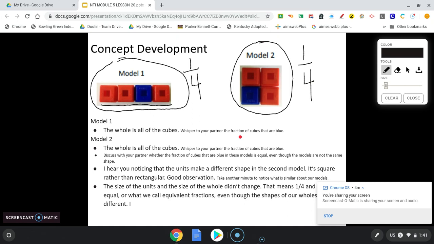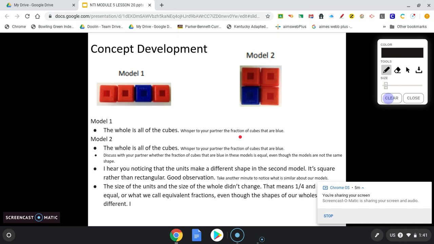Very good. The units make a different shape in the second model. It's square rather than rectangular, but they still show the same fraction because there's 1 blue out of 4. So the size of the units and size of the whole didn't change. That means that 1/4 and 1/4 are equal, and we call these equivalent fractions, even though the shapes of our whole are different. Very good job.